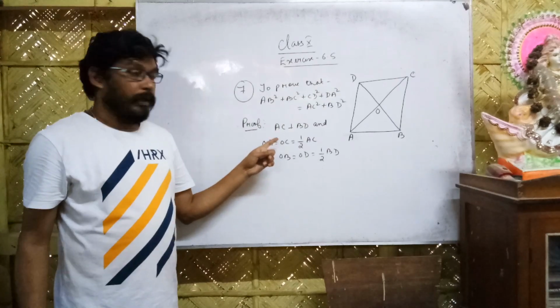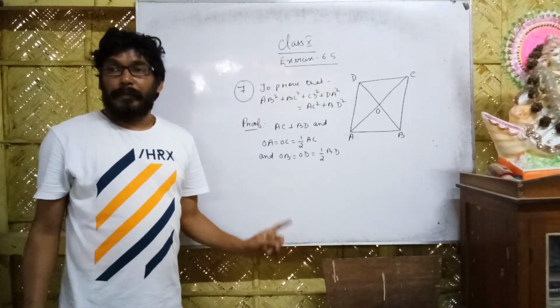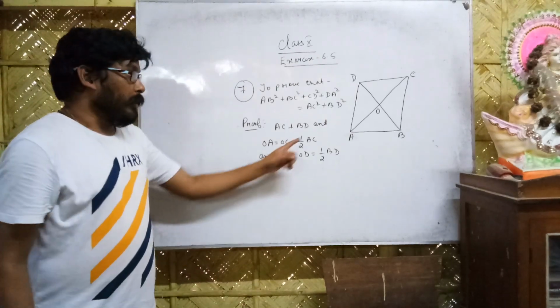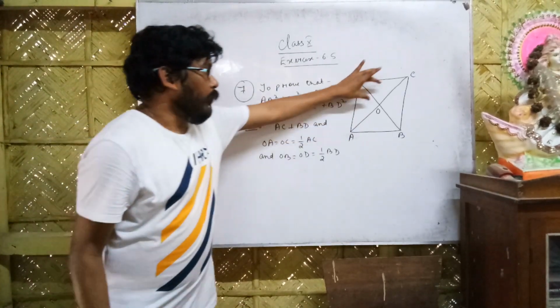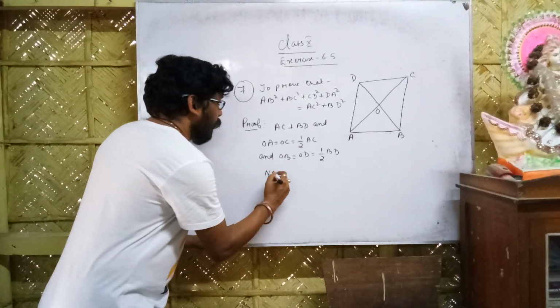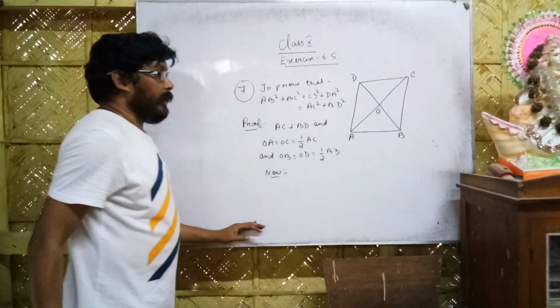Okay. Reason: diagonals of a rhombus are perpendicular, since diagonals of a rhombus bisect each other at 90 degrees. So diagonals are perpendicular. OA equal to OC, each of them is half of AC. Now we will go for the Pythagoras theorem.